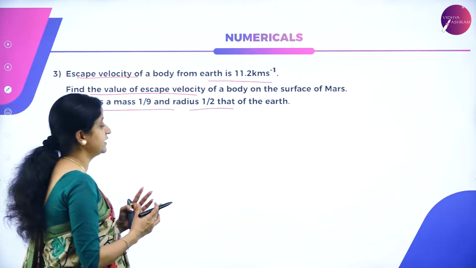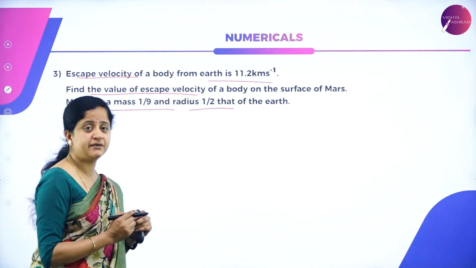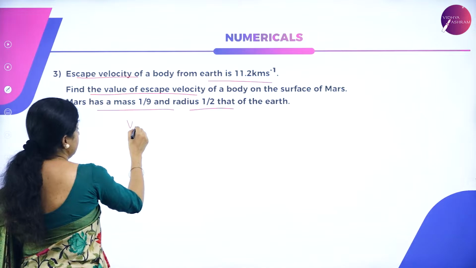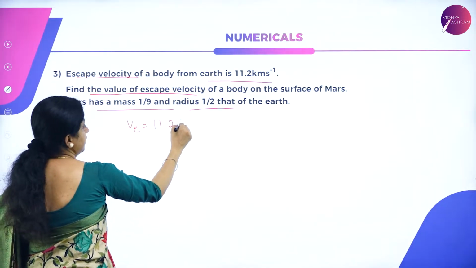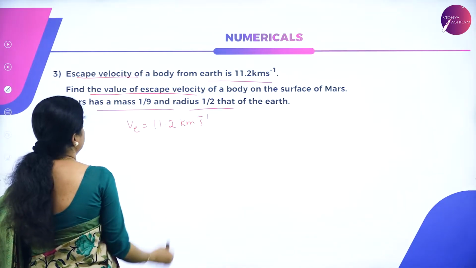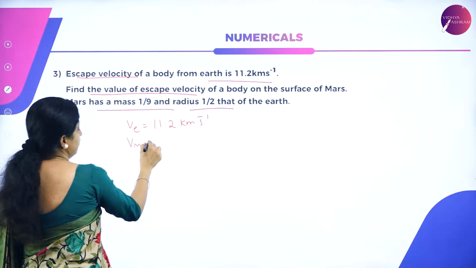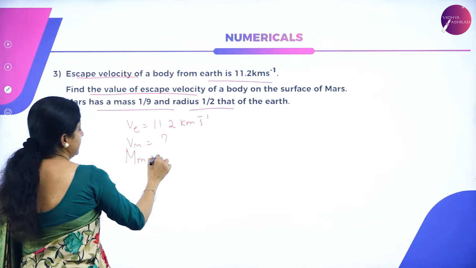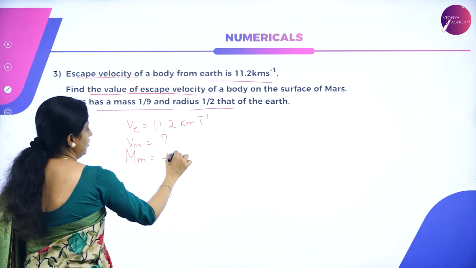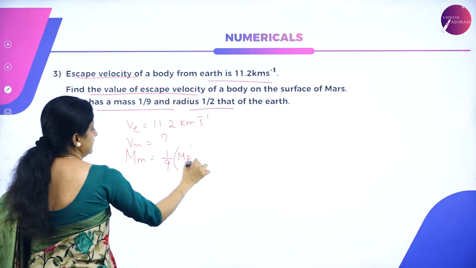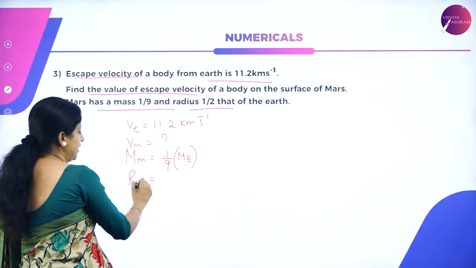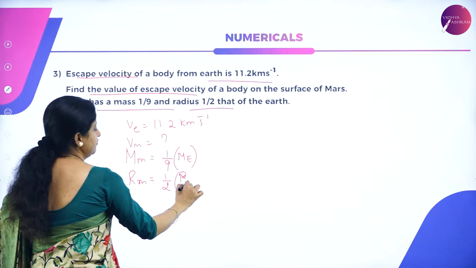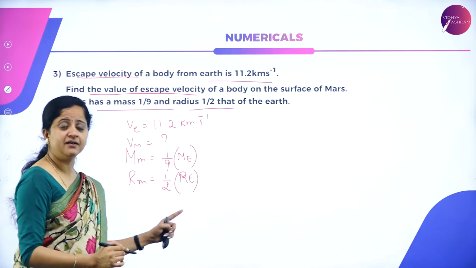First let us write all the given data, then we will find the relevant answer. So escape velocity of Earth, that is VE, is equal to 11.2 kilometer per second. We need to find escape velocity on Mars. It is given that mass of Mars is 1/9 times the mass of Earth, and radius of Mars is equal to 1/2 the radius of Earth. So these are the given data.